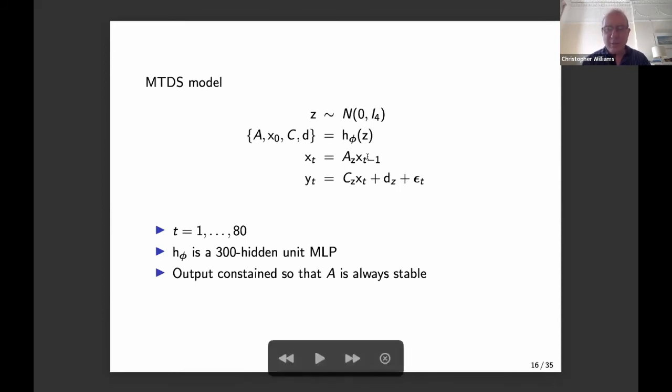This is a deterministic evolution, and the y's can have observation noise, and as usual have a linear observation model, which here will just allow us to sum the different waveforms. So we have this over time. We're actually using here a multi-layer perceptron for H sub phi, and as I mentioned earlier, we're constraining A so that the result is stable.